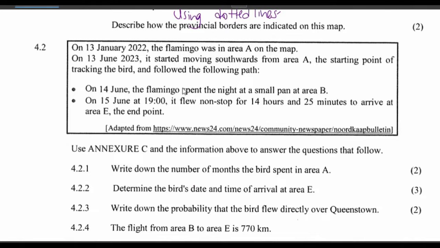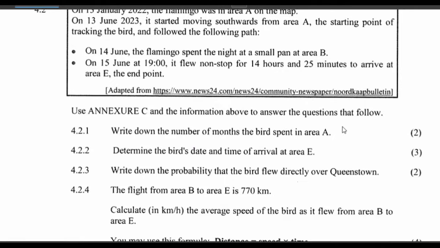On 13 January 2022, the flamingo was in area A on the map. On 13 June 2023, it started moving southwards from area A, the starting point of tracking the bird, and followed the following path. On the 14th June, the flamingo spent the night at a small pan at area B. And on the 15th at 19 hours, it flew non-stop 14 hours and 25 minutes to arrive at area E, the end point. Now they're asking us, write down the number of months the bird spent in area A.